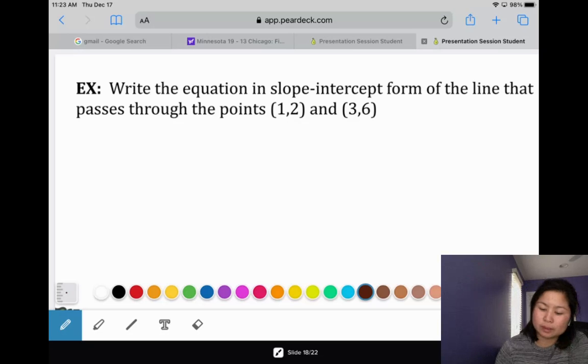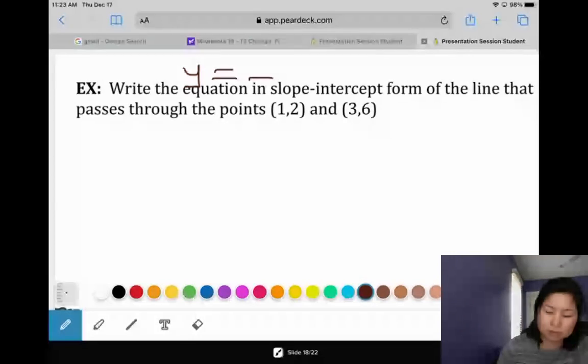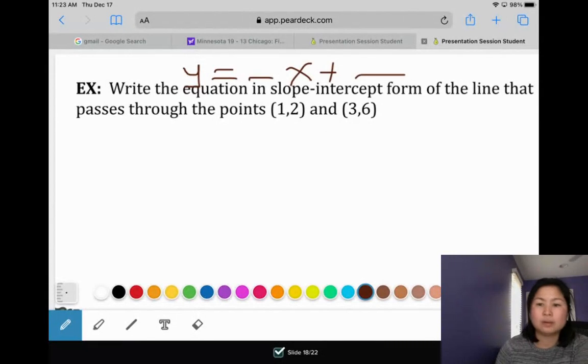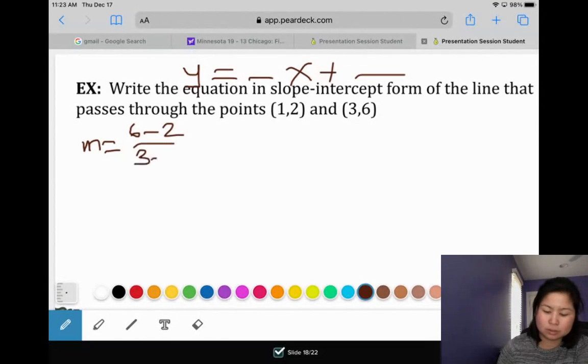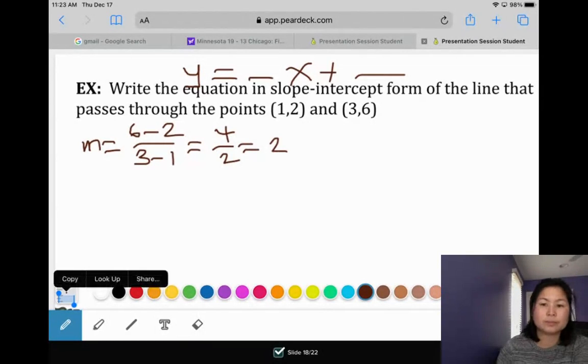Over here, if I look at these 2 points, I don't see my y-intercept yet. I don't have the one with a 0, so it's not there. So in this case, I don't have the slope and I don't have the y-intercept. What I need to do is find the slope first. So I can take 6 minus 2 over 3 minus 1. So that's step number 1. I got the slope.